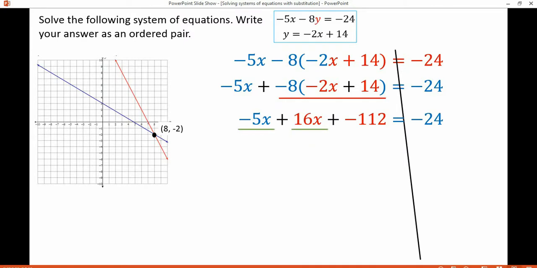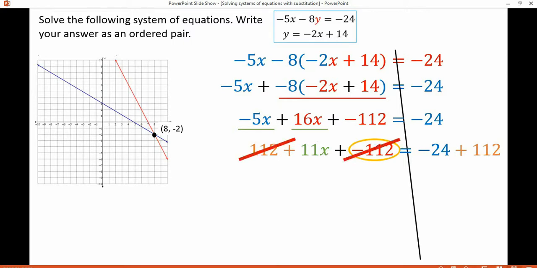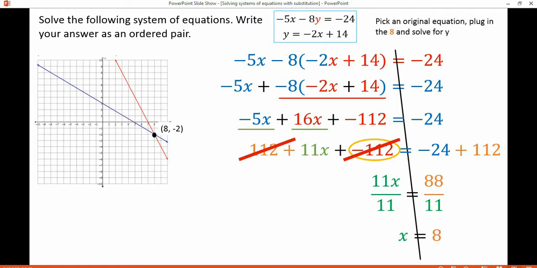I'm going to combine some like terms. Going to get rid of my negative 112. Now I have 11x equals 88. I want 1x, so divide both sides by 11. X equals 8, which means that the x coordinate of the point where these two guys meet is going to be 8.